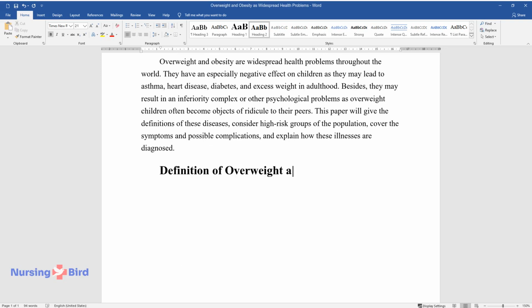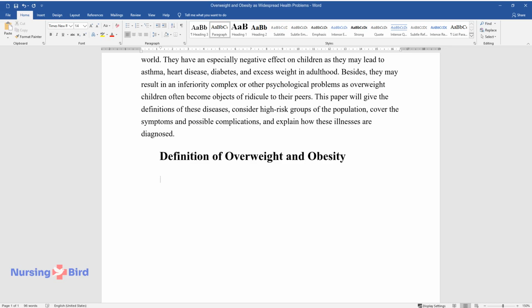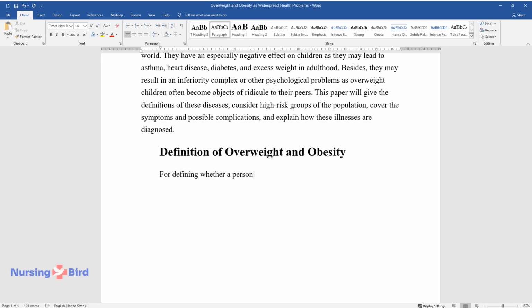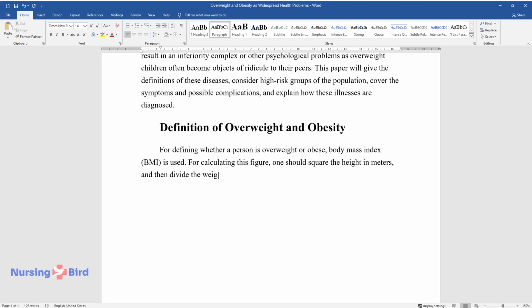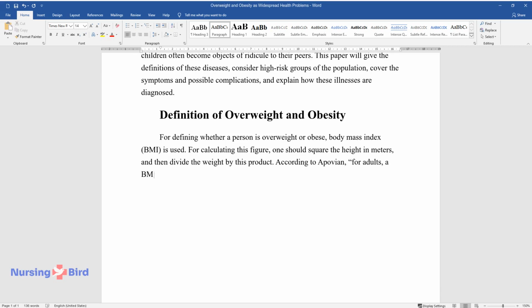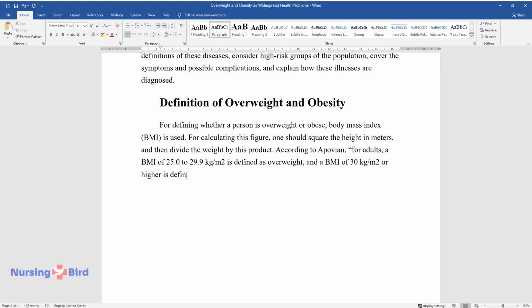Definition of overweight and obesity. For defining whether a person is overweight or obese, body mass index, BMI, is used. For calculating this figure, one should square the height in meters, and then divide the weight by this product. According to Apovian, for adults, a BMI of 25.0 to 29.9 kilograms per square meter is defined as overweight, and a BMI of 30 kilograms per square meter or higher is defined as obese.